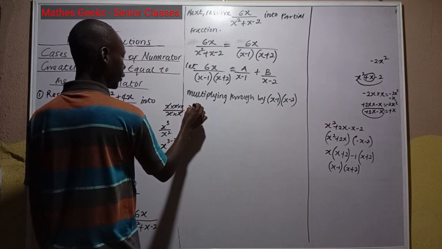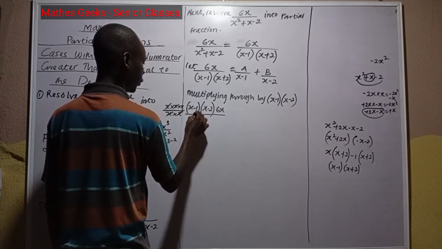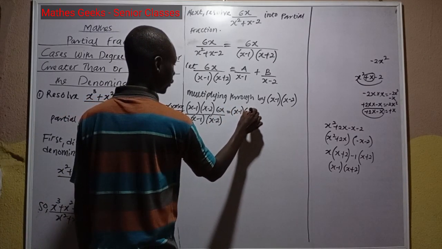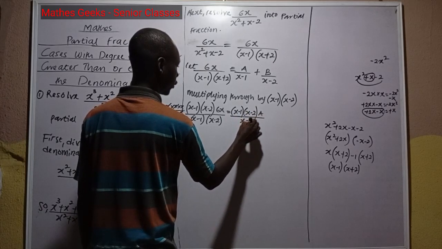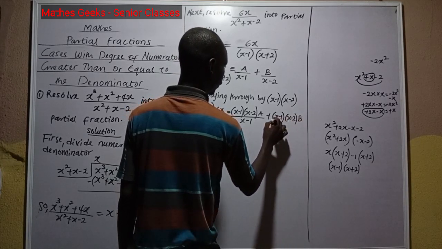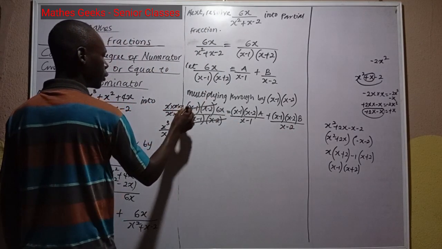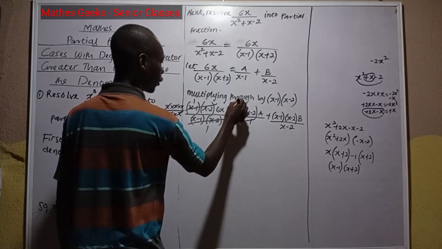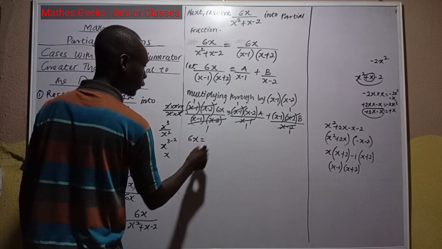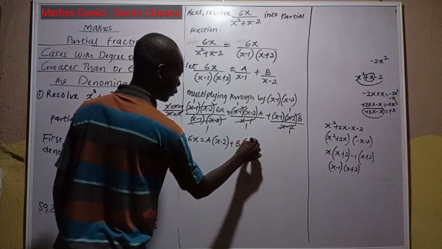We're going to have x minus 1, x plus 2 times 6x over x minus 1, x plus 2 equals x minus 1, x plus 2 times A over x minus 1 plus B over x plus 2. Okay, since this one is common to this, the common factors cancel out. So we have 6x left, and A times x plus 2 plus B times x minus 1.